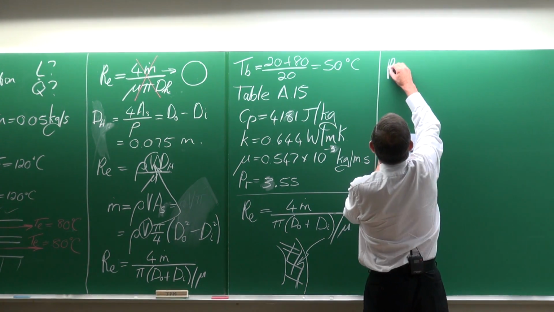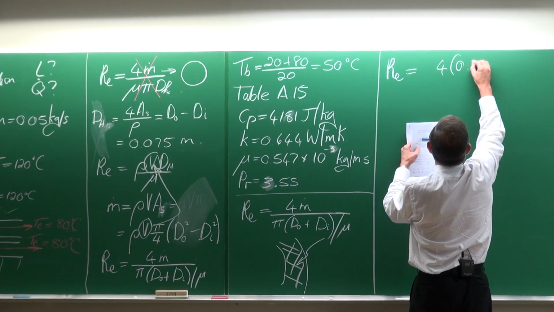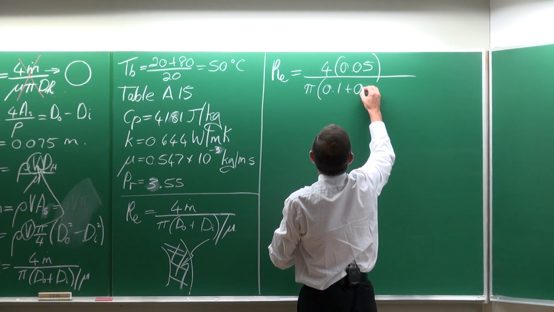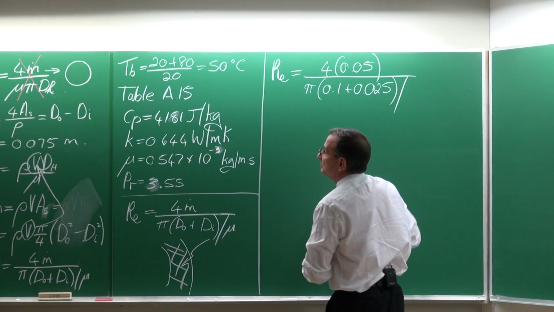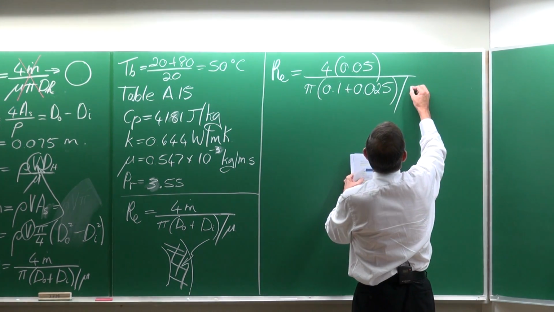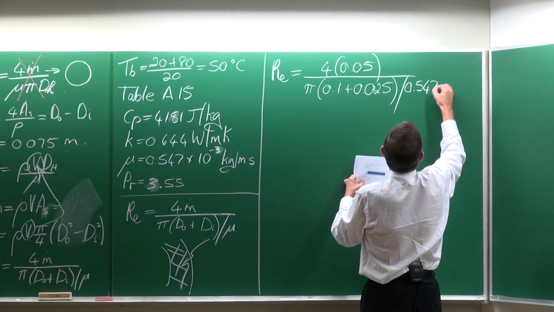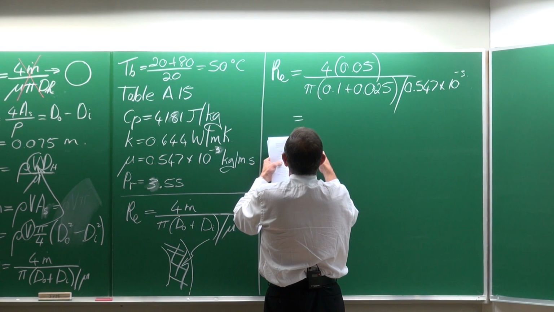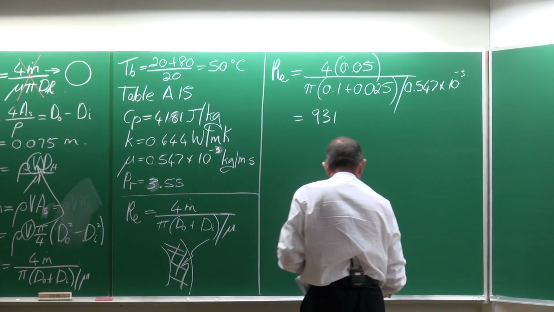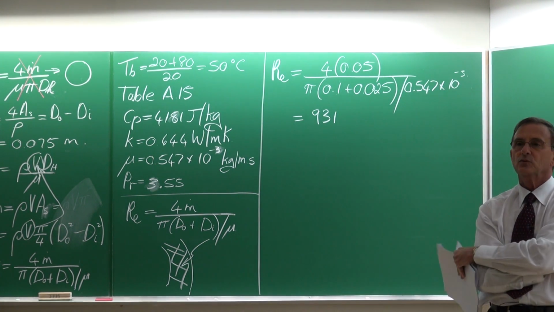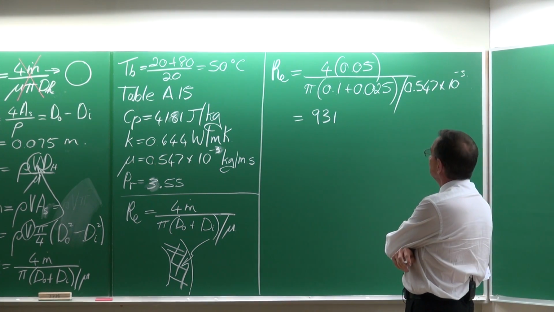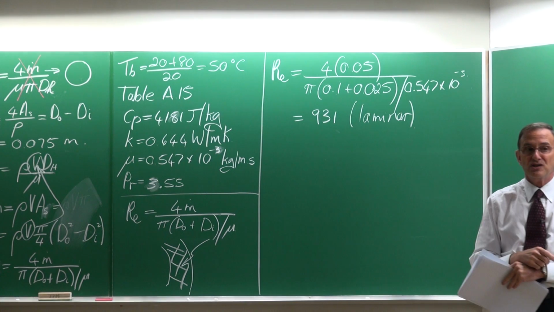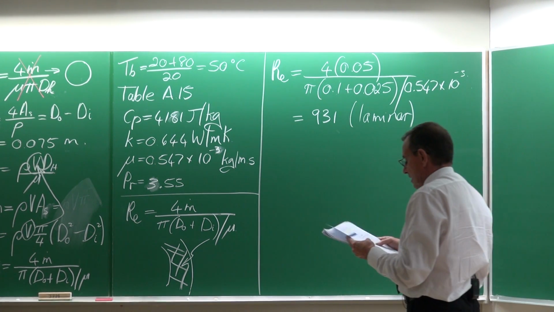Right, now we can calculate the Reynolds number. It's equal to 4 times the mass flow rate, which is 0.05, divided by pi, the outside diameter plus the inside diameter, divided by the viscosity, and the viscosity is equal to 0.547 multiplied by 10 to the minus 3, and the result is a Reynolds number of 931. Okay, Reynolds number of 931. This is laminar flow. The Reynolds number is smaller than 2,300. The flow is laminar.